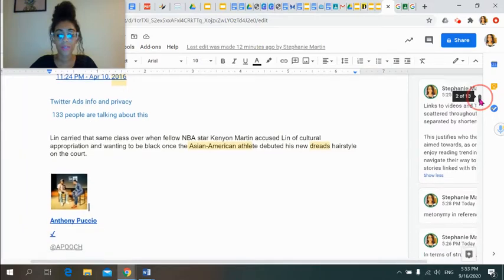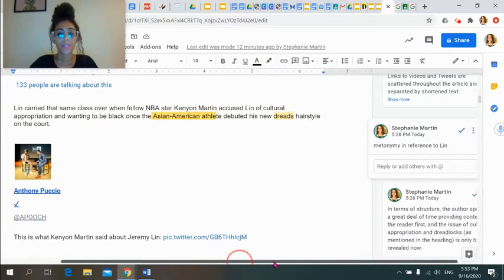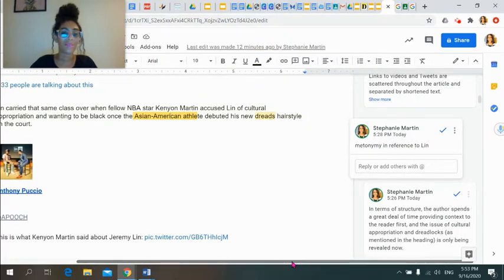Now, if you have a look down here, we can see that it's "Asian American athlete." A lot of people would say that that is alliteration, and in a sense it is, but more so it's metonymy, because when we look at metonymy, it's when we use a label or an object to replace saying someone's name or replace actually calling the thing that it is. So "Asian American athlete" here, they're referring to Jeremy Lin, but they're using that description or that label instead.